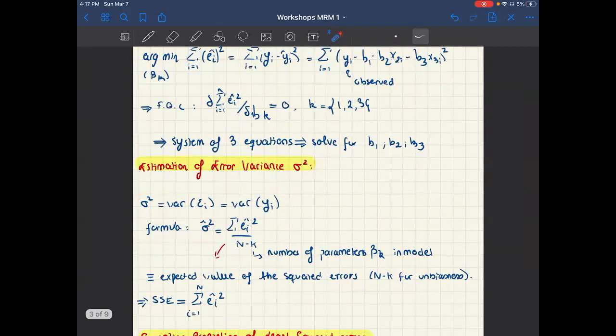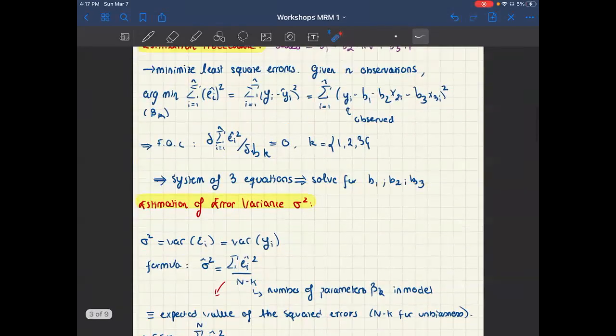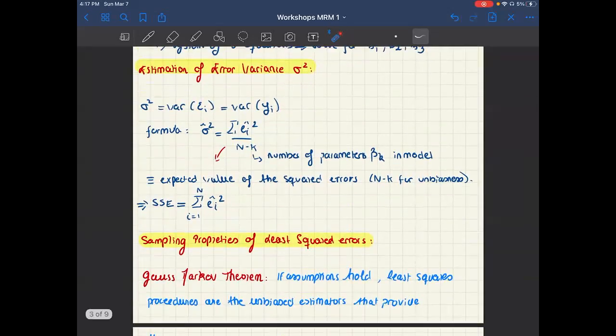And the way we would do this is by taking the partial derivatives of this expression with respect to B1, B2, and B3 each time, giving us a system of 3 equations with 3 unknowns, and we just need to solve for B1, B2, and B3. So yeah, that was about it.